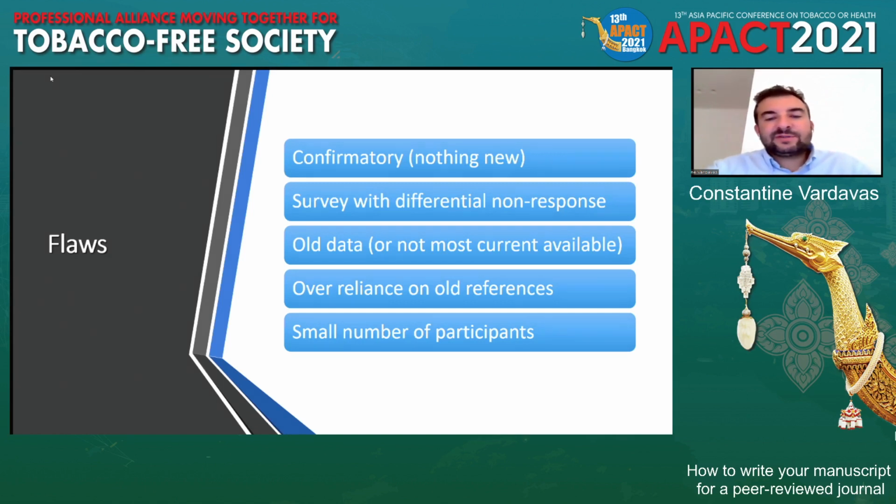And also a small number of participants. And why? Because a small number of participants stops the generalization of results. So you can't have a population-based study with 50 or 100 participants. It doesn't generalize to a population.